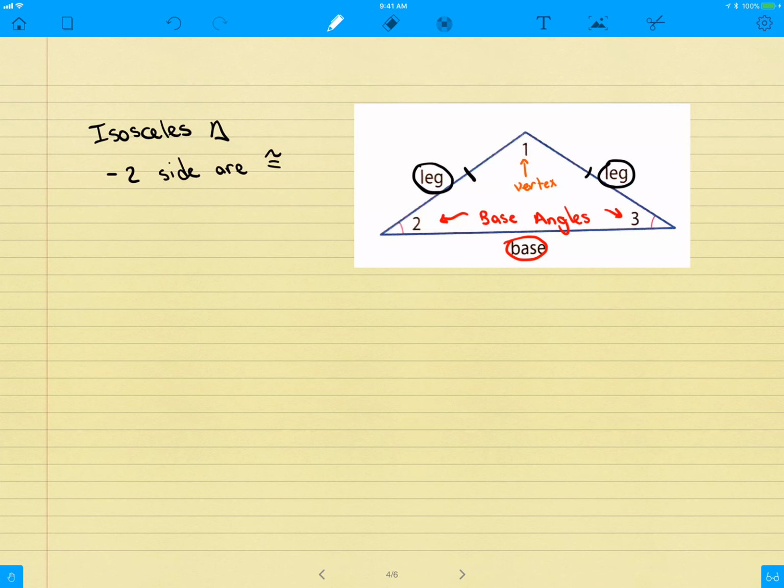But these are the main vocab words that I wanted you to know from this picture, because we're going to actually use these words on the next couple of theorems. So you do need to know what a leg is and what a base is on an isosceles.